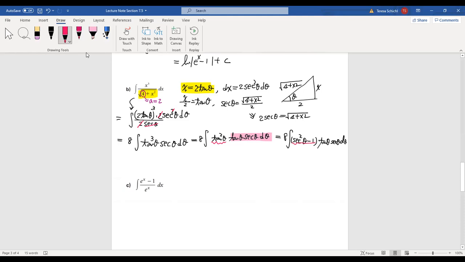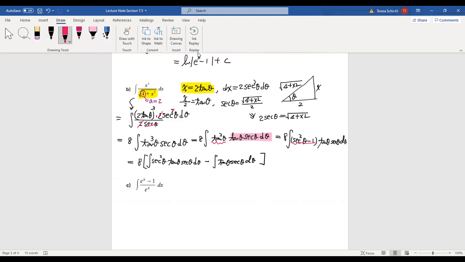So this problem involves several of the strategies here. Now in here you will have 8. And what is the first integration? The first integration will be the secant squared theta times tangent theta secant theta d theta, then minus tangent theta secant theta d theta here, right?